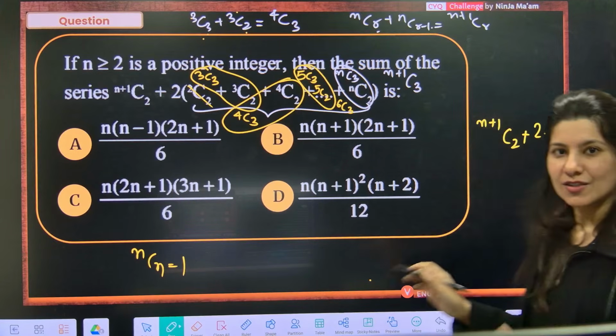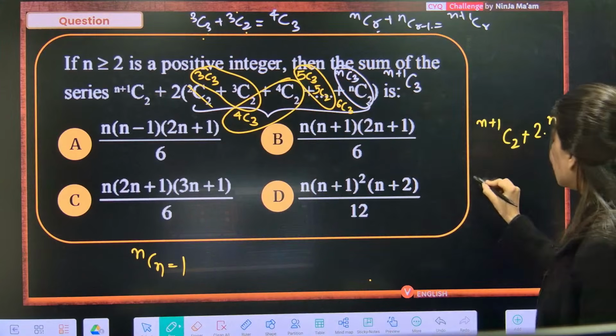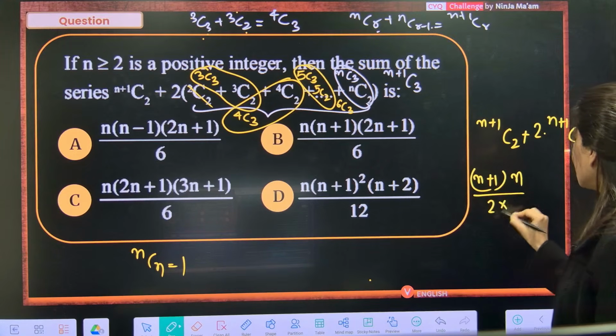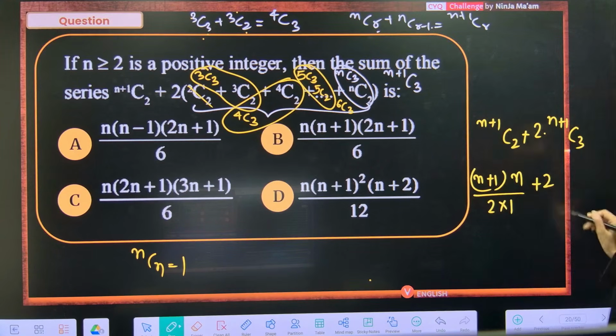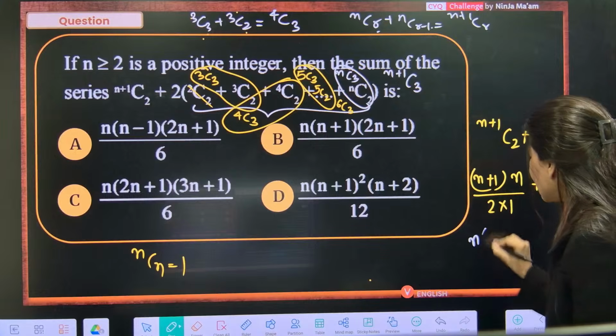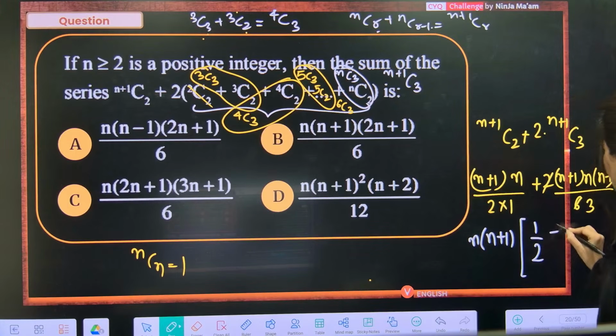That's it. Just open it. You are good to go. Okay, so let's see. N plus 1 C2 will be N plus 1 and N over 2 into 1, plus 2 times N plus 1 C3, which is N plus 1, N, N minus 1 over 3 factorial, which is 6. So this is just 3. Now clearly N and N plus 1 I can take out, and this is going to be 1 by 2 plus N minus 1 by 3.